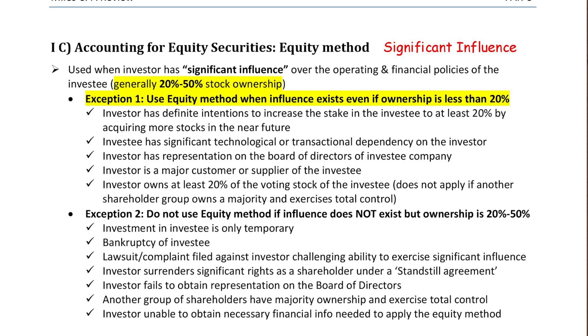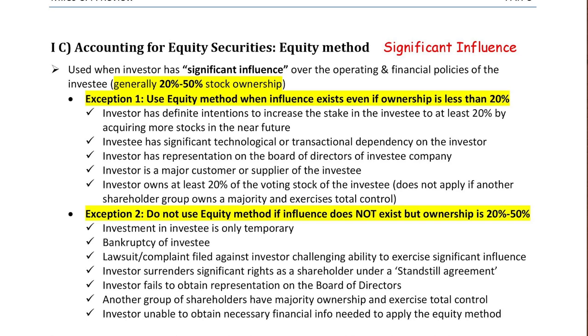So all these indicate significant influence, and it could be possible that the investor exercises significant influence even though the investor owns less than 20%. But as I said, generally we are looking at 20 to 50% stock ownership. To the contrary, let's look at exception 2. Do not use the equity method if influence does not exist but ownership is 20 to 50%. So as I said, it's the significant influence that matters most. Don't get fixated on the percentage.